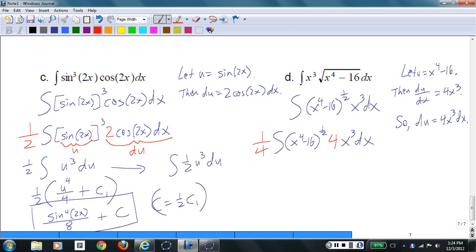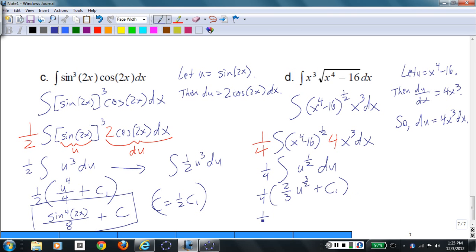Now we look at it. You can see the u and you can see the du. So we put them in there, and then we ought to be able to integrate this: 1/4 times the integral of u to the 1/2 du. There it is. If we add 1 to the exponent, we get 3/2. Dividing by 3/2 is equivalent to multiplying by 2/3, so that's what I'd rather do. So it's going to be 1/4 of 2/3 u to the 3/2 plus c sub 1.